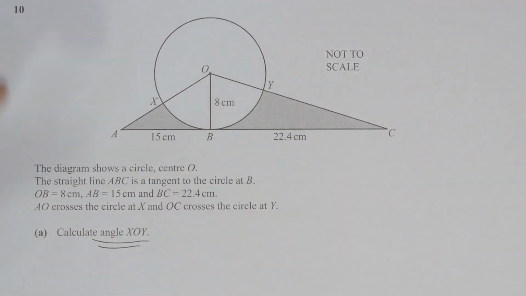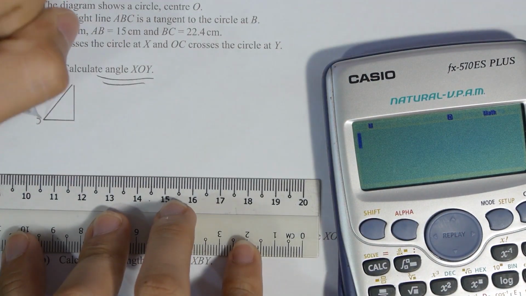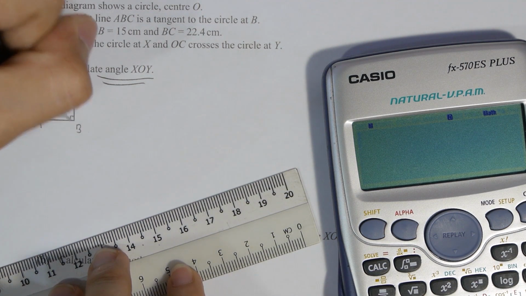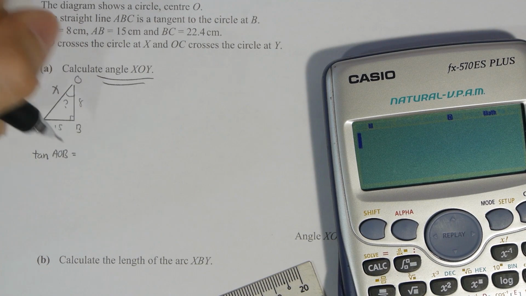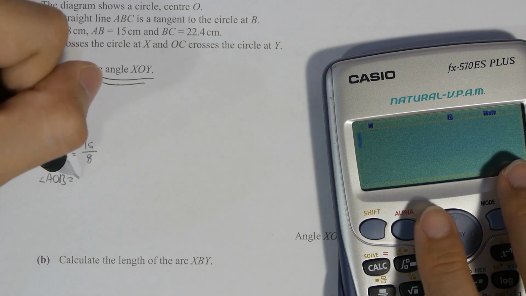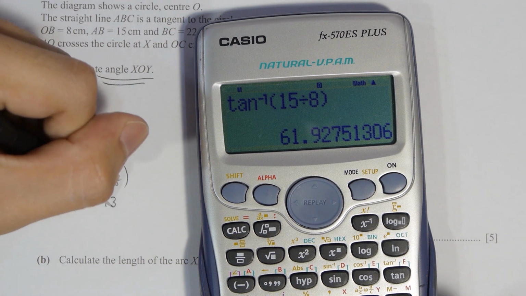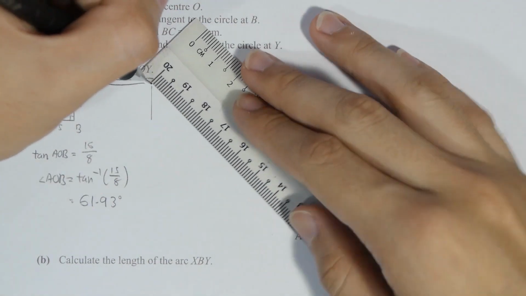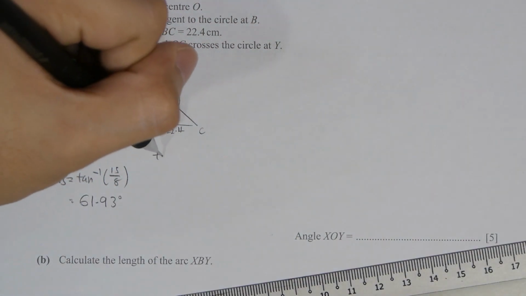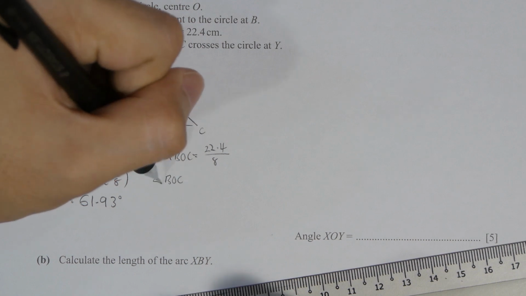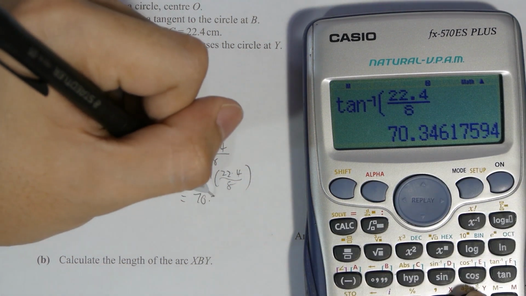For the last part, question 10, calculate the angle XOY. The first thing you need to do is split up the two triangles that form XOY. Let's look at the triangle AOB first. Its opposite is AB and its adjacent is OA. By using tangent inverse, you should be able to get angle AOB, which is the same as XOB, as 61.93. For the other side of the triangle, we have BOC. Same thing, the opposite and adjacent were given, and the calculation result will be 70.35. So for you to get angle XOY, simply add these two up, then you get 132.28.